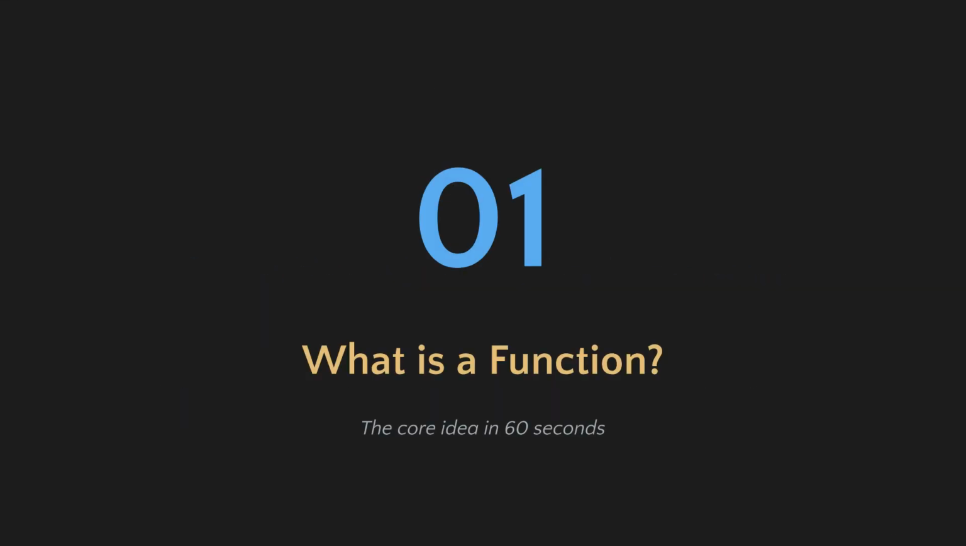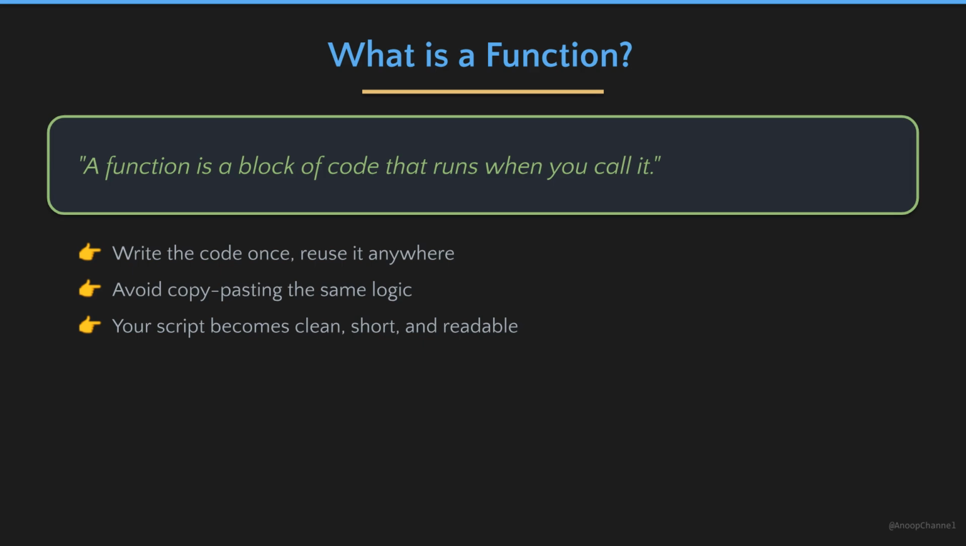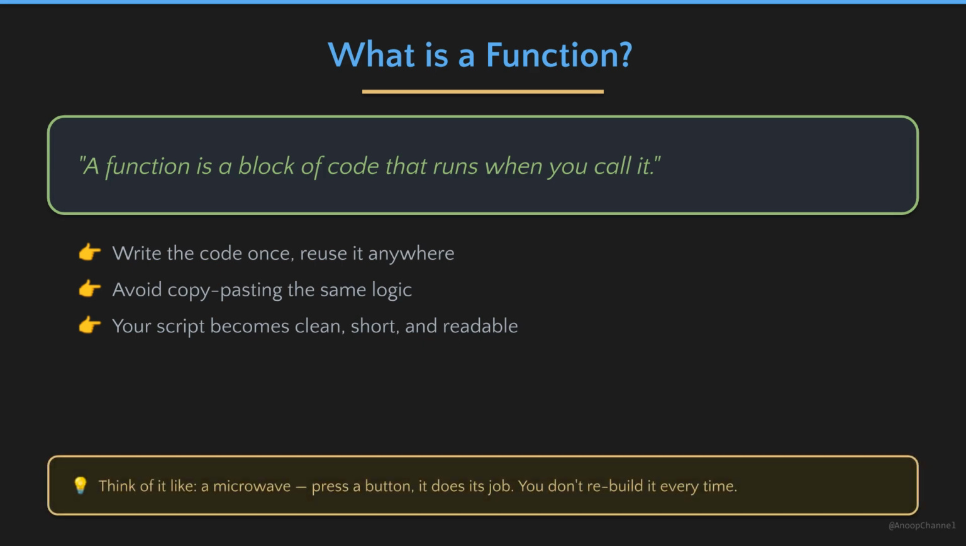First, let's establish a clear definition. What exactly is a function? We'll cover the core idea in the next 60 seconds. A function is simply a block of code that runs when you call it. This allows you to write code once, reuse it anywhere, avoid copy-pasting, and keep your scripts clean and readable. Think of it like a microwave. Press a button, and it does the same job every time.